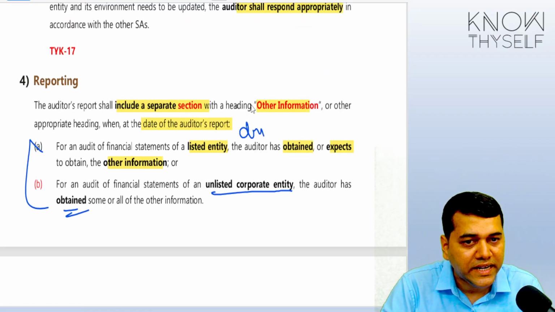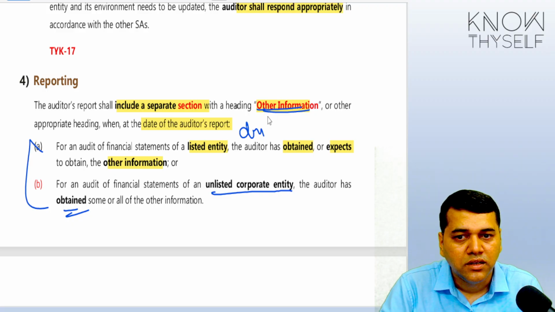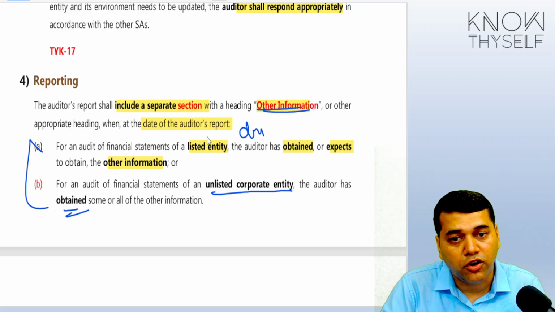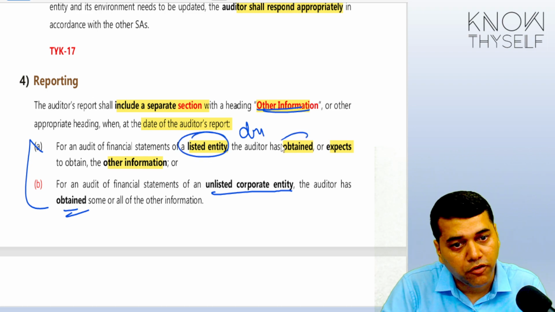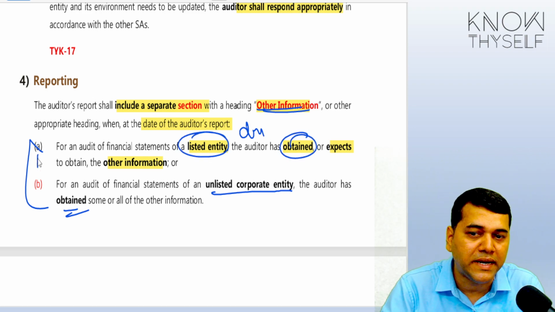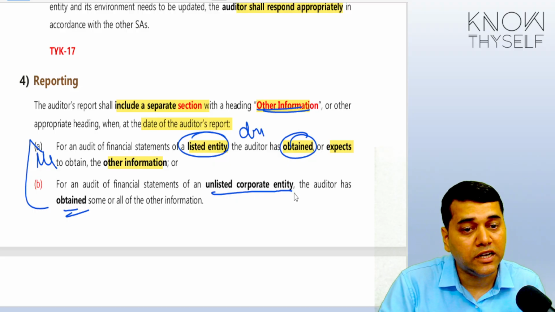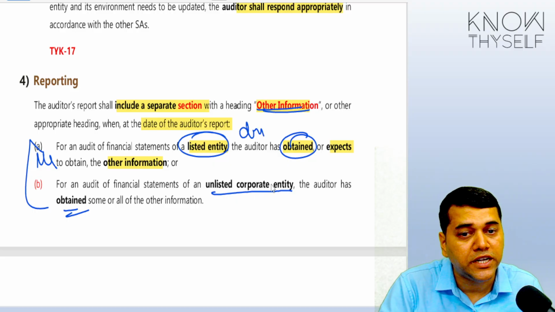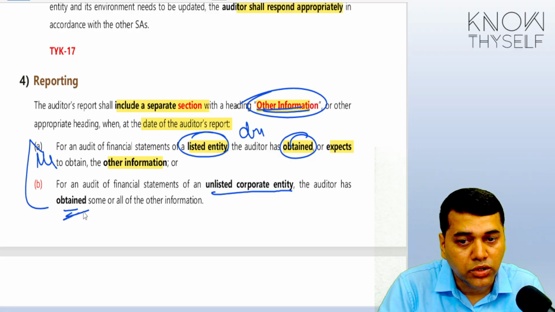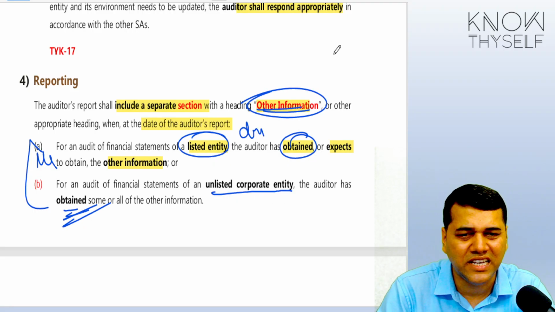So you need to have a heading called other information. At the date of the auditor's report, for a listed entity, whether you have obtained it or not, that means it's mandatory. But for an unlisted corporate entity, you should have this heading only if you have obtained it. That's it.